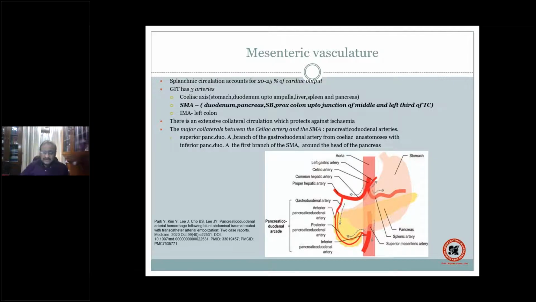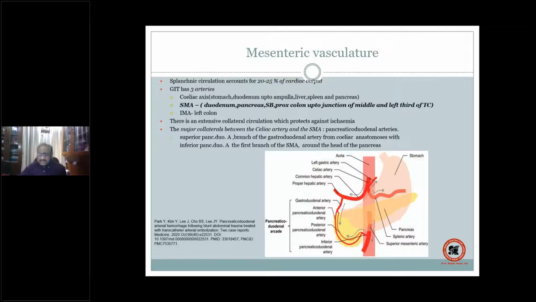Now, there is extensive collateral circulation which protects against ischemia. That is very, very characteristic. Mesenteric collaterals, and collaterals which are in between the three major branches. Now, the major collateral is working between the celiac artery and the superior mesenteric artery. Why are these collaterals important? For the simple reason that any vascular mishap in the superior mesenteric artery can lead to ischemia. Now, that ischemia can to a particular extent be offset by a collateral circulation, depending upon the rapidity of the block or the degree of block. So we have to know what the collateral supply is.